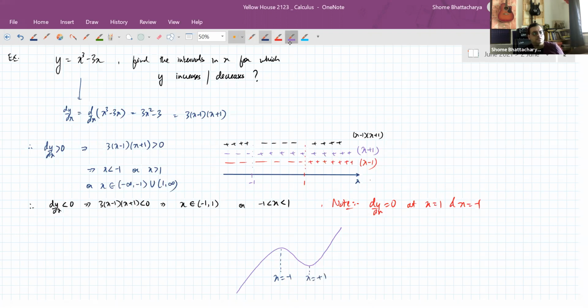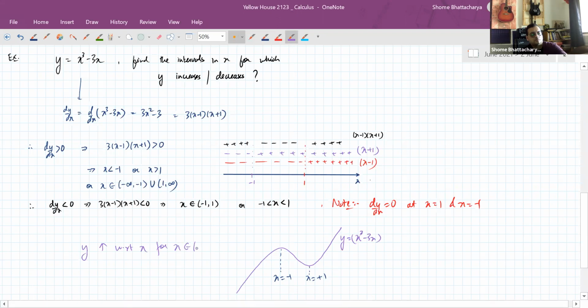So you can see that the function y increases with respect to x for x from 1 to infinity, and y decreases with respect to x for x belonging to the interval minus 1 to 1.